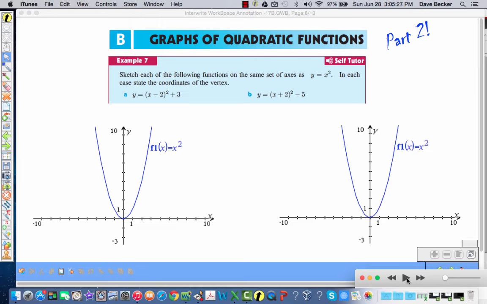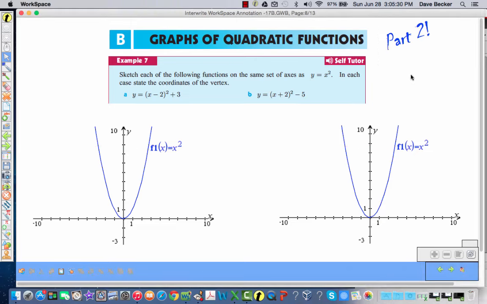Okay, so based on the graph of y equals x squared, we are going to graph these. Based on our previous experience for A here, we should recognize that we are going to have a horizontal shift of +2 and a vertical shift of +3. So that should be pretty easy to graph. Remember, within the parentheses, because the general form is y equals x minus h, the quantity squared, plus k, that is our shift. So let's just do the easiest thing, the vertex.